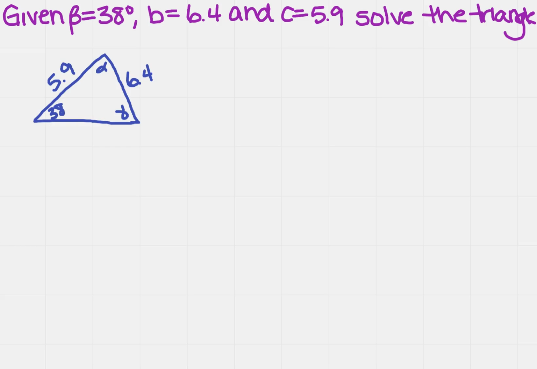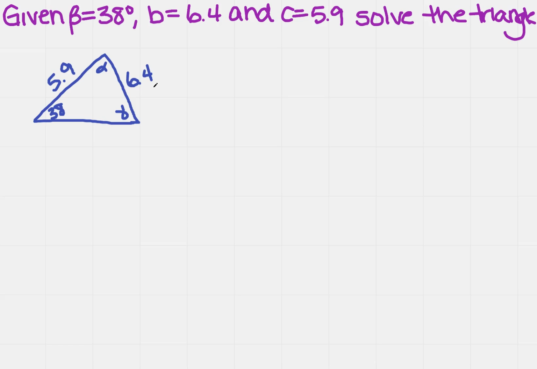Now, how do I find out if there is a triangle formed? Well, if you remember, I have B and I have C. This time B is greater than C. And what does our rule tell us? Well, if B is greater than C, that means that there is one obtuse triangle that is formed. So that means that I'm home free.